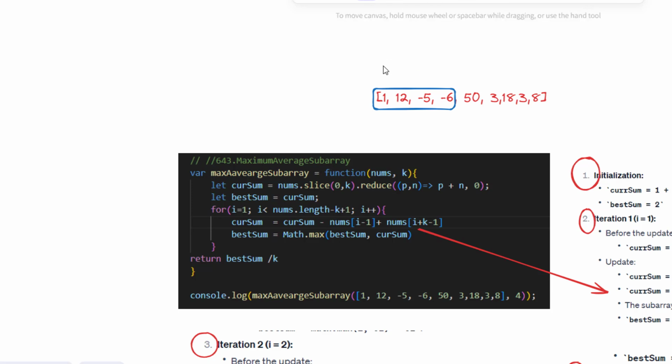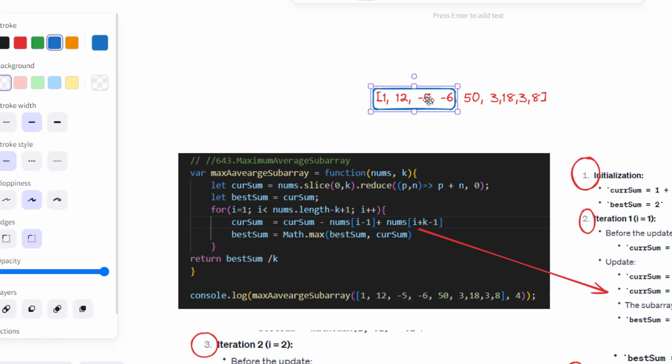the first iteration should be the first contiguous 4 subarray, and the second iteration it will be, this is called sliding window algorithm problem solving. It will slide the window like that. So first of all, it should be 1, 12, minus 5, minus 6. The second iteration, it will be 12, minus 5, minus 6, and 50. The third iteration, the contiguous subarray will be minus 5, minus 6, 50, and 3.